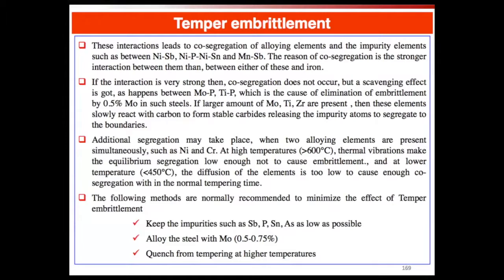So I'm not sure about this statement, and I didn't see anything in Bhadeshia's steel book about how an excess of molybdenum, right?